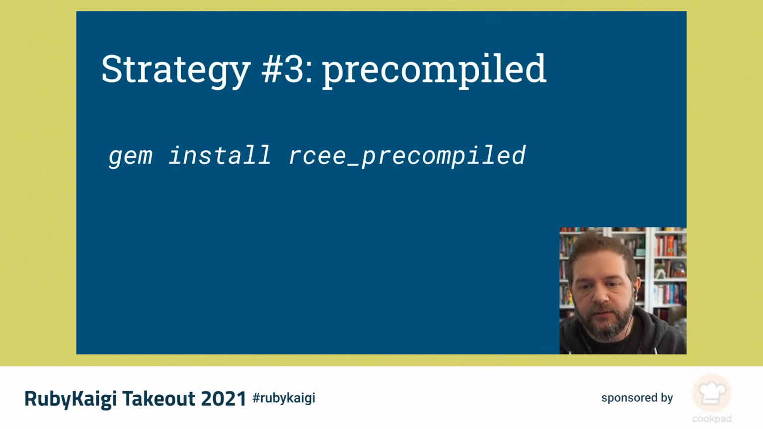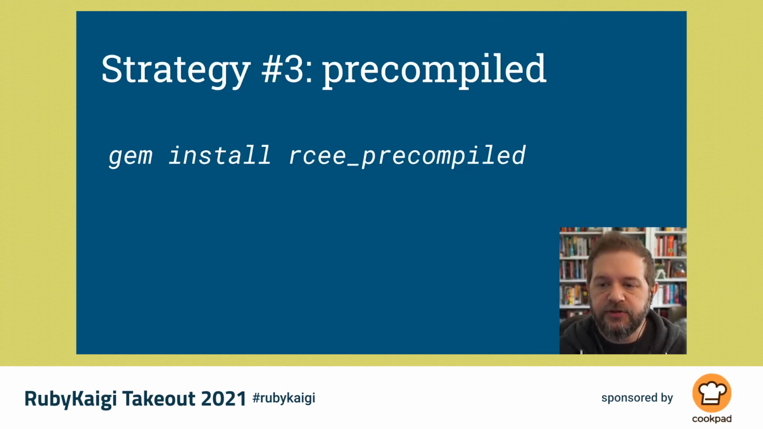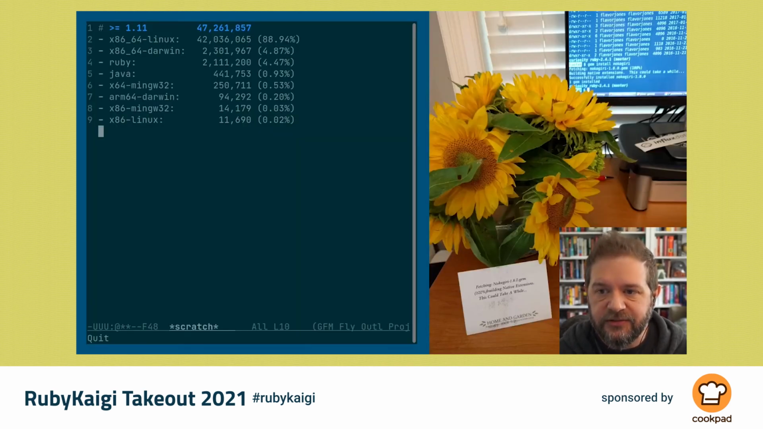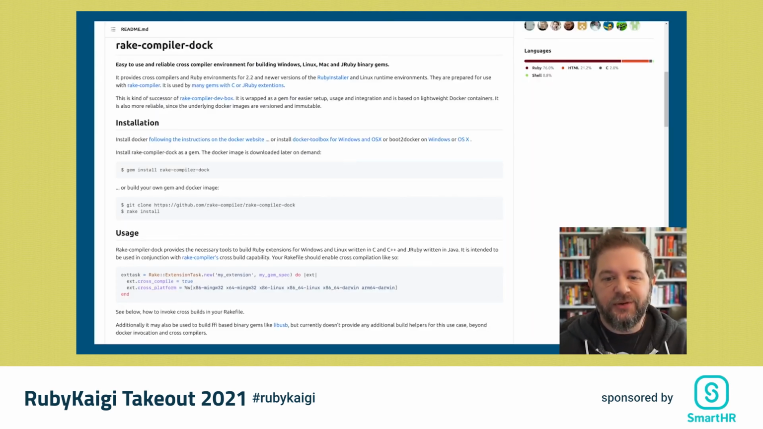Nokogiri 1.11 was the first version in which we shipped pre-compiled libraries for most major platforms. That's Windows, Linux, and macOS, both x86 and ARM. Along with the Java extension, the pre-compiled gems account for 45 million installations. That's over 95% of all Nokogiri installations this year. Would it surprise you to know that I'm able to do all of this from my Linux machine?